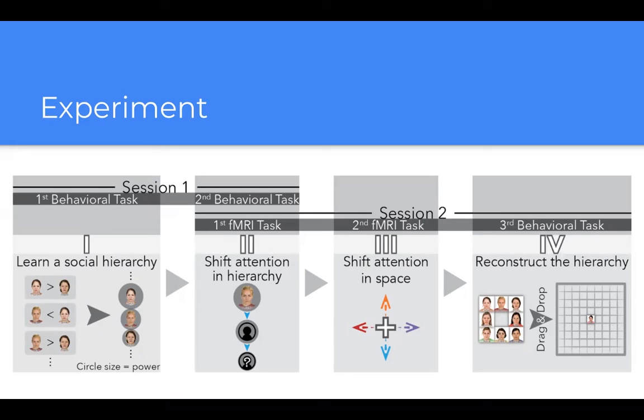For example, some people arrange the faces vertically with the most powerful person at the top. If that's the case, we compared the brain activity patterns when people shifted attention upward in the space to when people navigated upward, so to speak, in their knowledge of the social hierarchy.